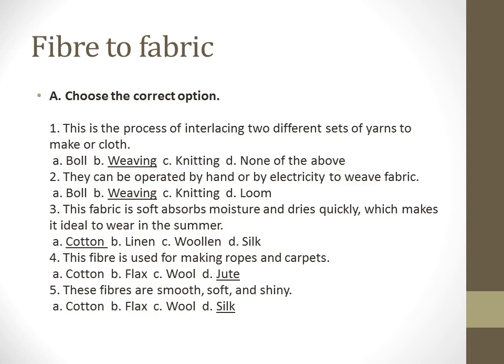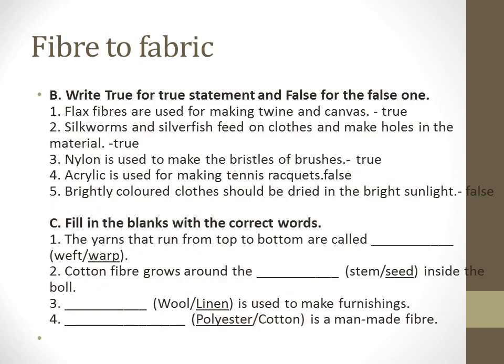This fiber is used for making ropes and carpets. For making ropes and carpets we use jute because it is very strong. Fifth one, these fibers are smooth, soft and shiny. So among all the four, silk is smooth, soft and shiny.